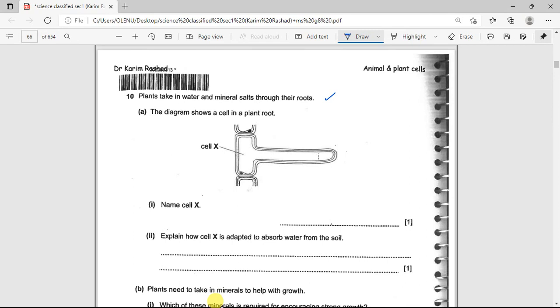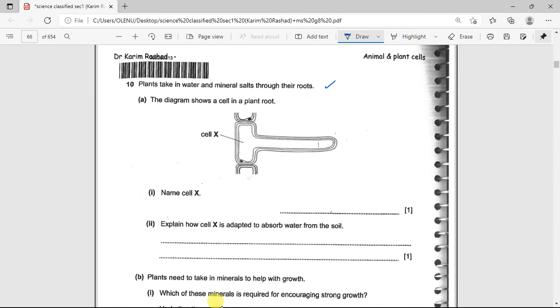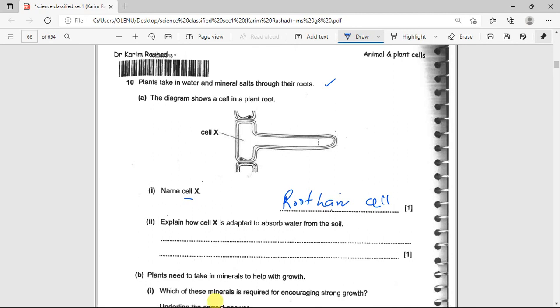Okay, here, it's a plant taking water and mineral salts through their roots. Now the diagram shows a cell in a plant root. Name cell X. They are not asking you to name the part on cell X. So cell X is a root hair cell. Now explain how cell X is adapted to absorb water from the soil. So it has a large surface area for absorption of water and minerals.